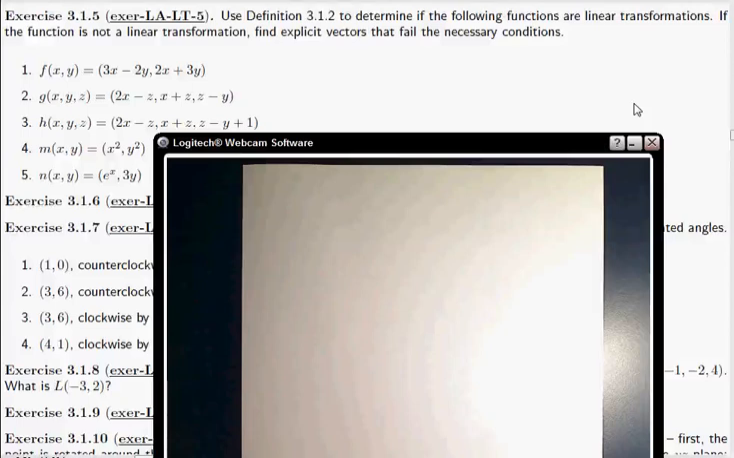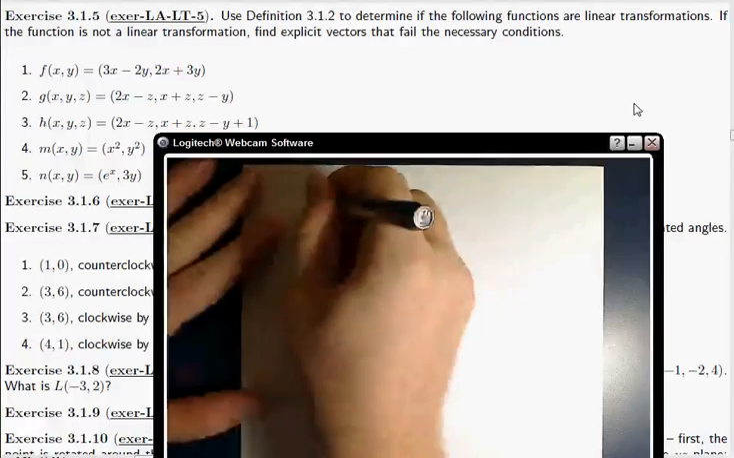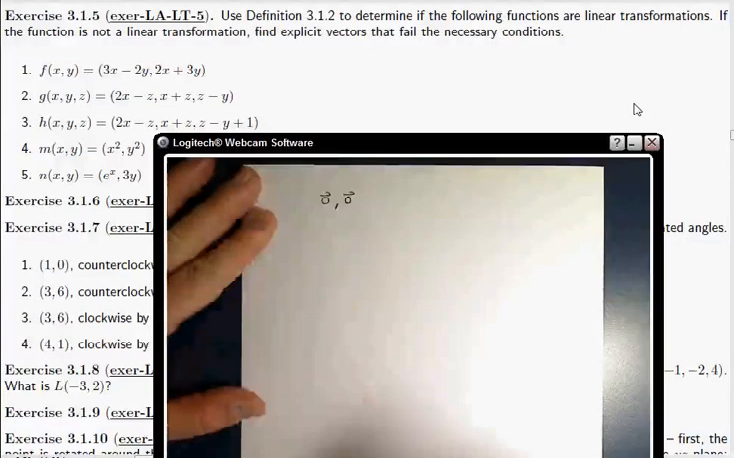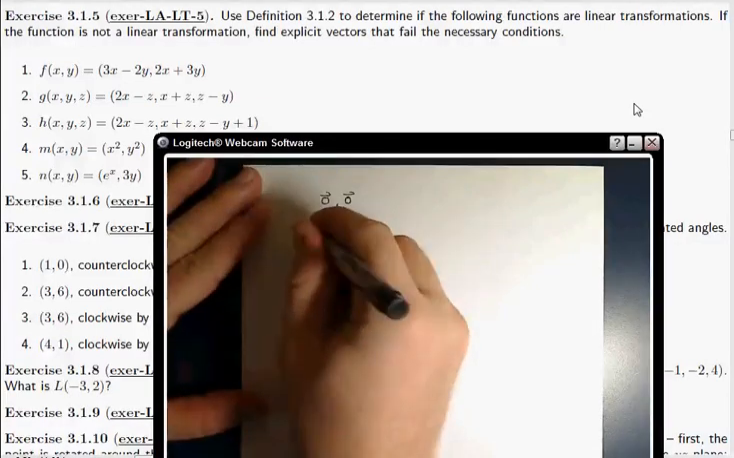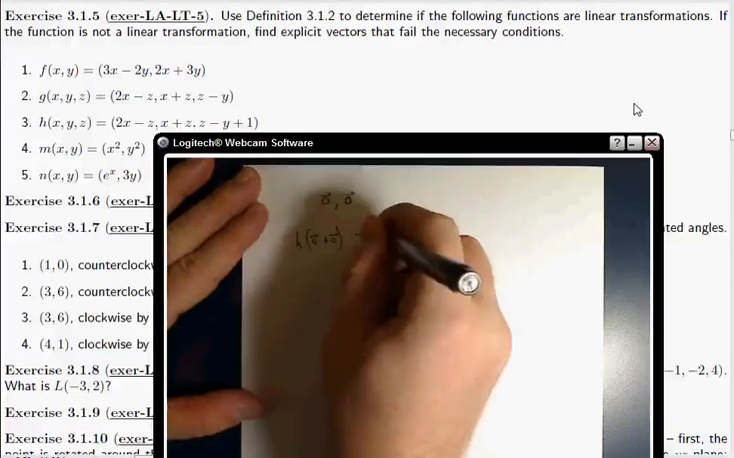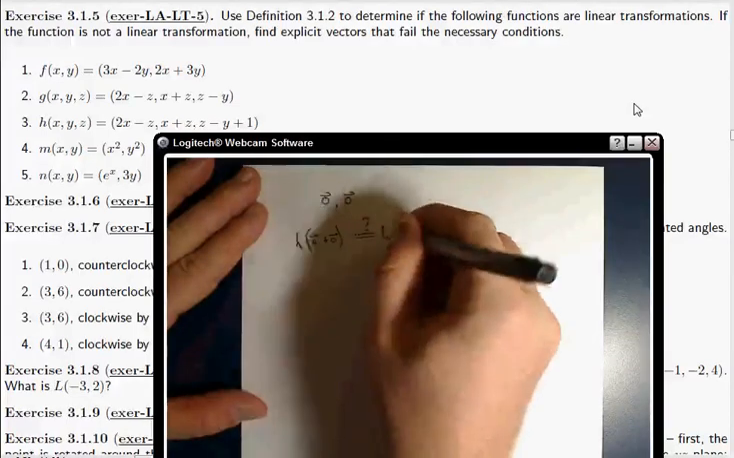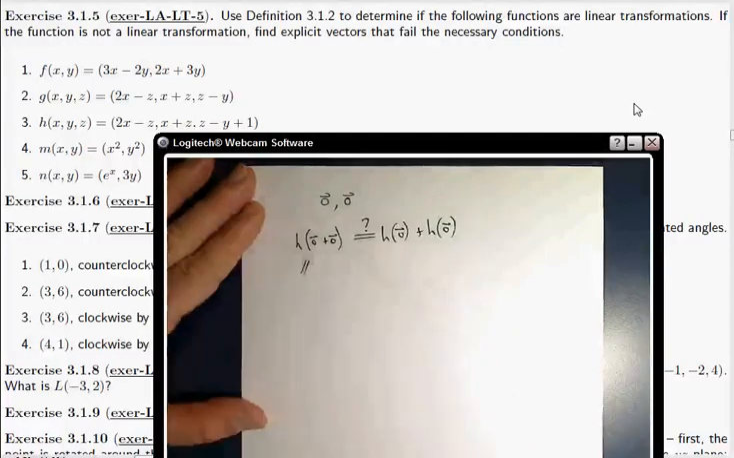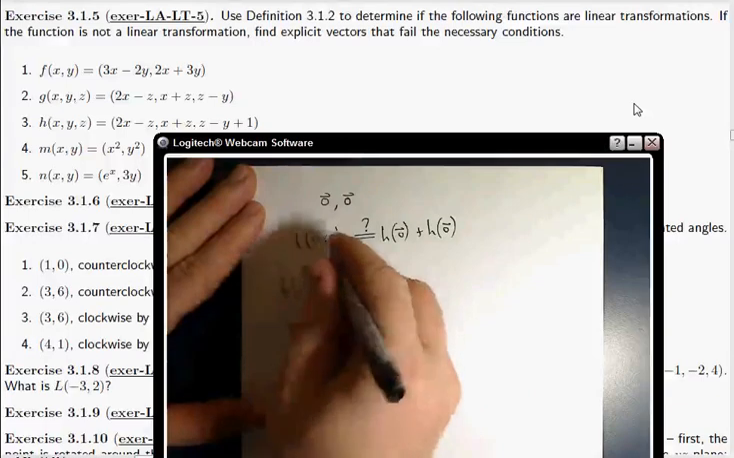But now the problem says to use the definition. So I need to find some vectors that I could plug into the definition that would contradict what the definition says has to happen. So let's consider, I sort of know from my observation that 0 is really kind of the problem. So I'm going to pick, let's look at 0 and 0. And let's ask the question, is h of 0 plus 0 equal to h of 0 plus h of 0? Well, h of 0 plus 0, well, 0 plus 0 is 0.